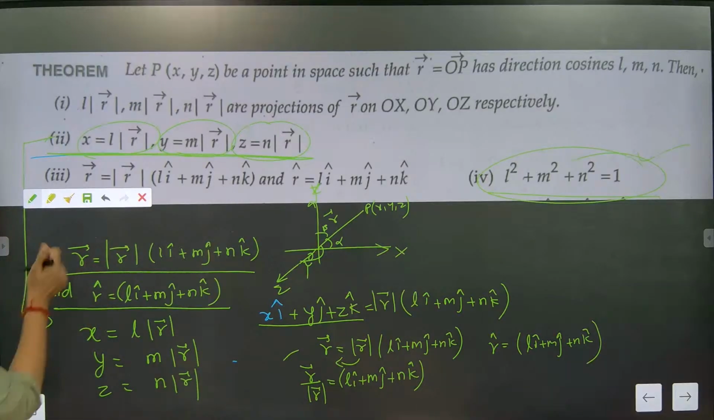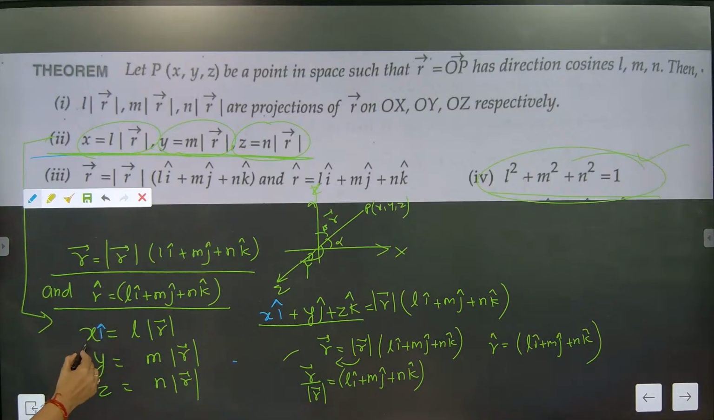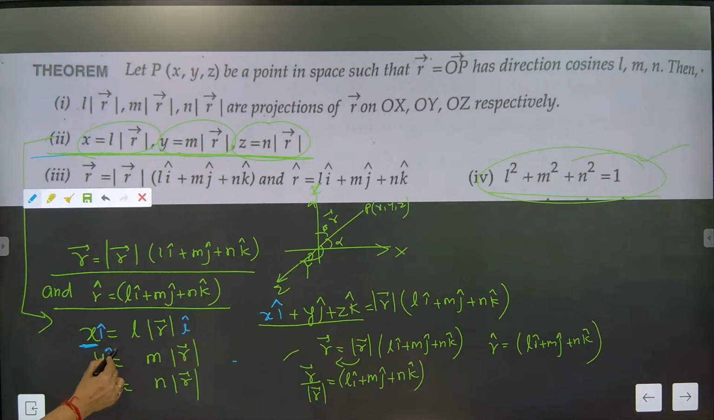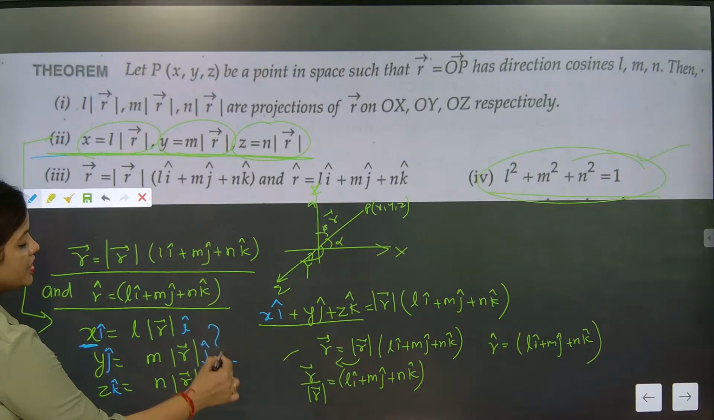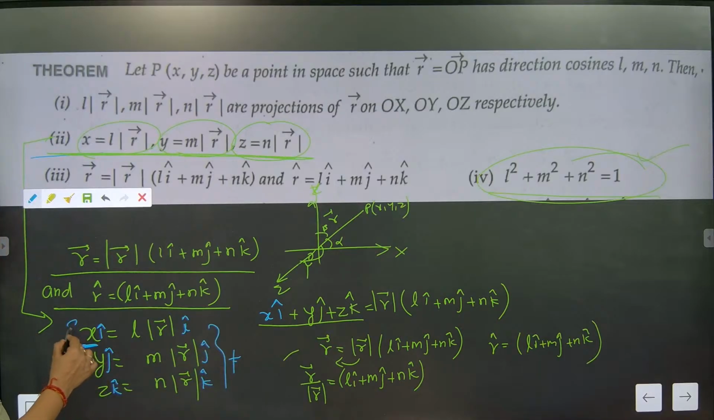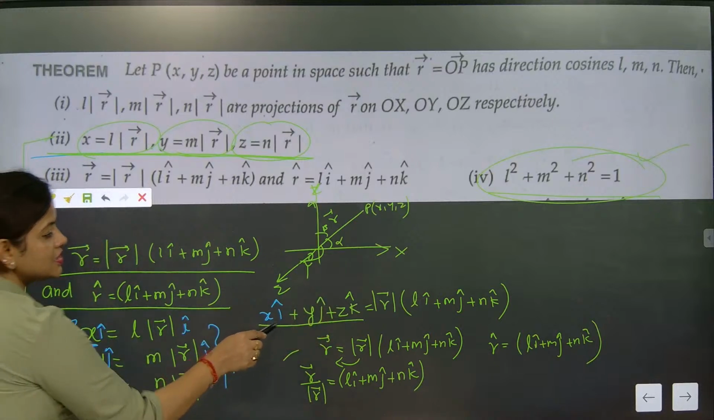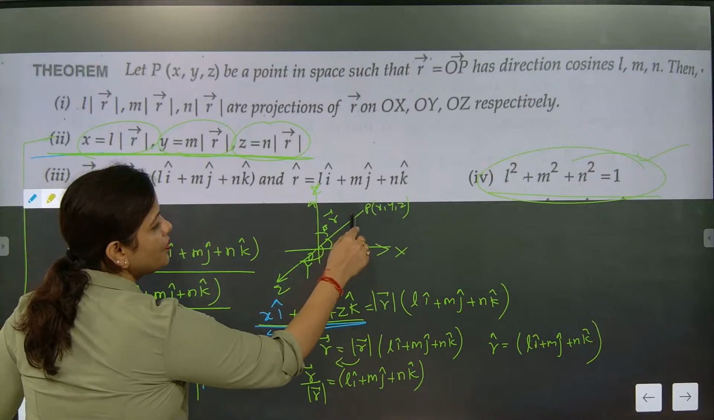Now in this, beta, we have done just one small work. We implemented it, because it is along x-axis now. So i cap on both sides we have applied, and here j, for y-axis, and here k for z-axis, and after that what did we do, beta? We added these. So once we add all these three, it comes xi plus yj plus zk, beta. So this is OP vector.